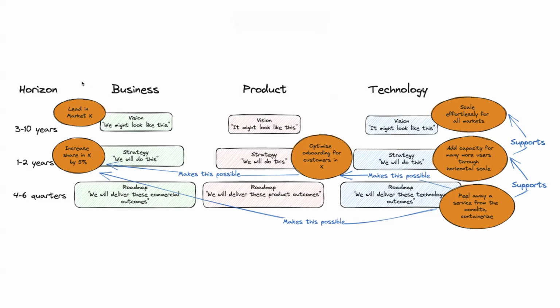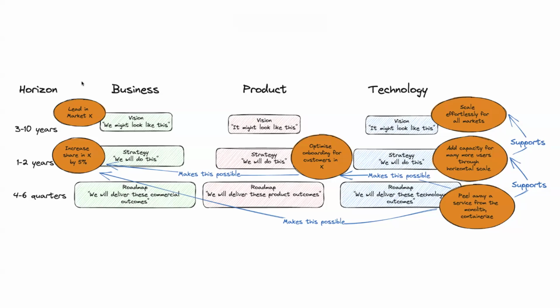So here's a pretty typical vision statement for a business, like where are we trying to get to. We're going to be the leader in some market. It might be a group of customers, might be a geography, something like that. And in our medium-term strategy, so in the next financial year, we're going to increase our share in that market by 5%. So there's a concrete step. That's a strategic decision. That's what we're going to do.